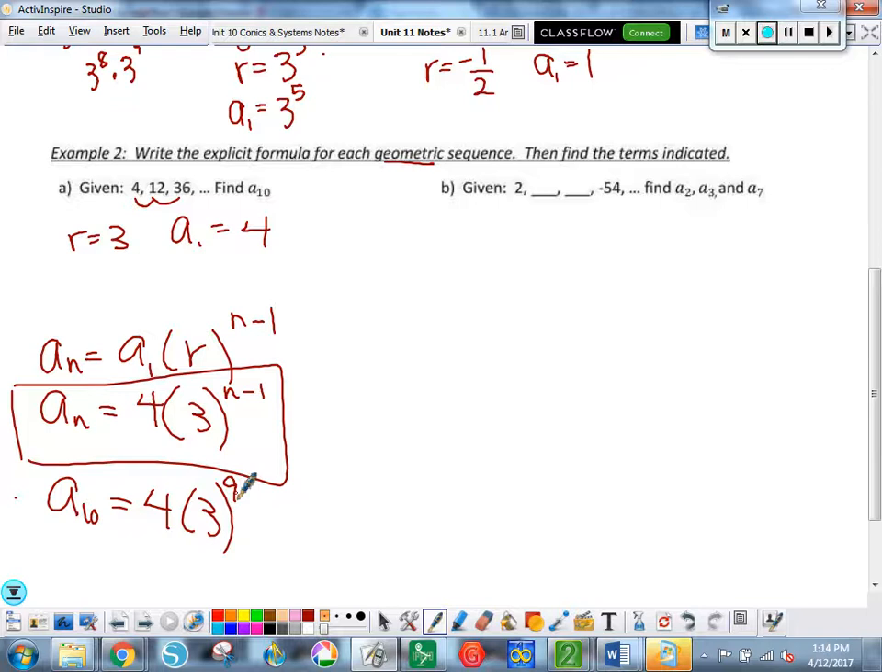3 to the 9th is a very small number. I don't know what it is. 19,000. Aaron, do you have it? 78,732. That's the 10th term.